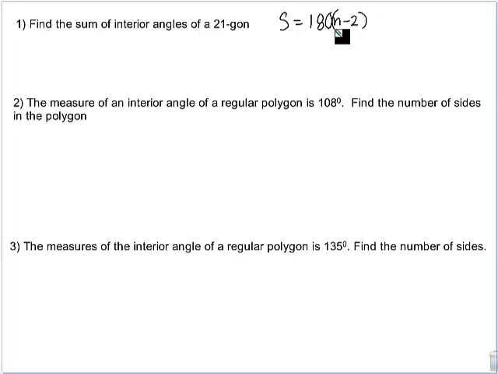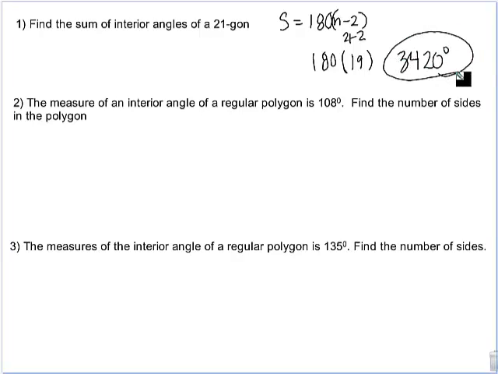So subtract 21 minus 2, which is 19, and then multiply it by 180. Okay, so what's 180 times 19? 3420. So that's 3,420 degrees.